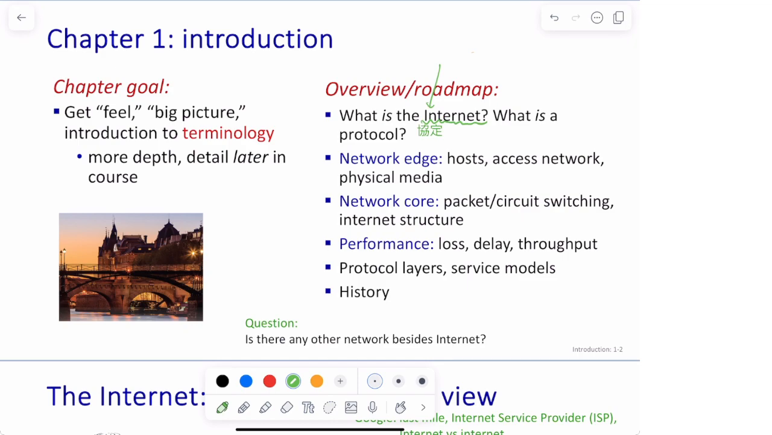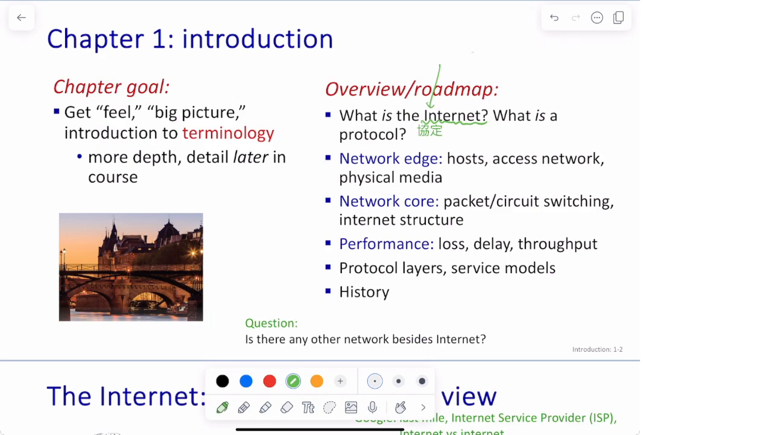Okay, and the third part is the performance of the network. And we will talk about what protocol layers are and what the service model is. Computer networking is a very complex technology. It includes several different technologies.